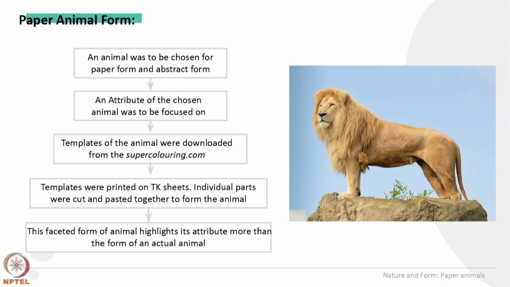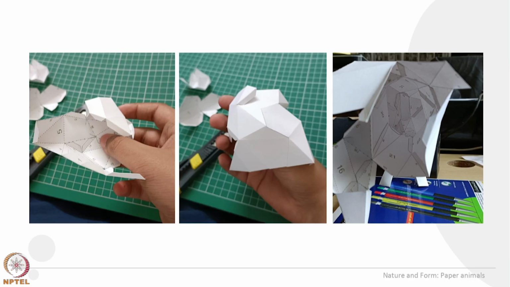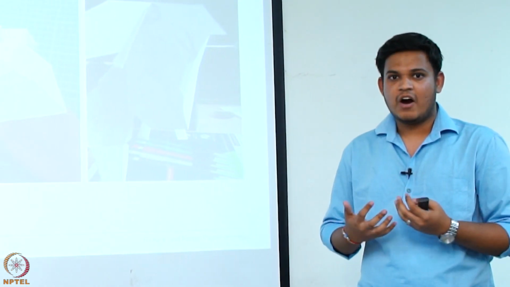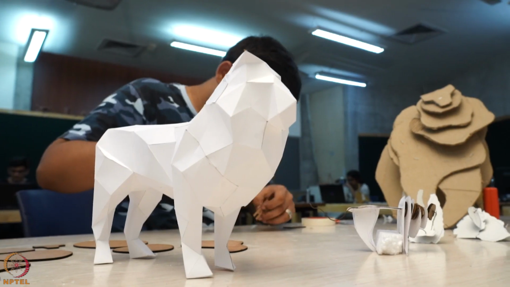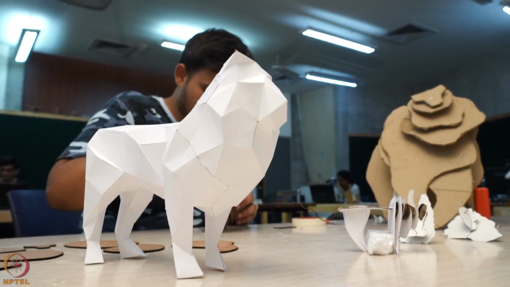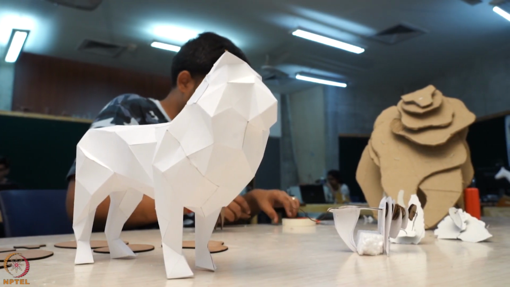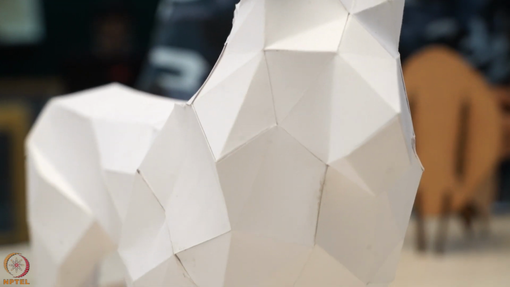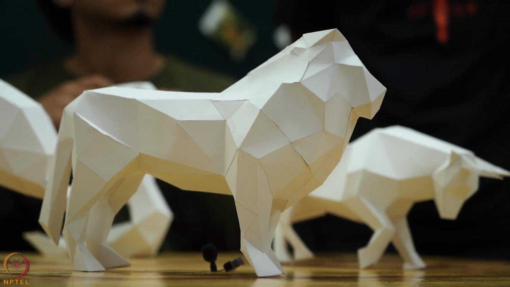Basically, this faceted form of animals was highlighting its attributes more than the actual form of the animal itself. One thing I found very interesting was that we had all the individual templates in our hands, and we were just wondering how it would come out eventually. Also, as you can see, we can see a very interesting form inside the animal. So this was my final faceted form of the lion.